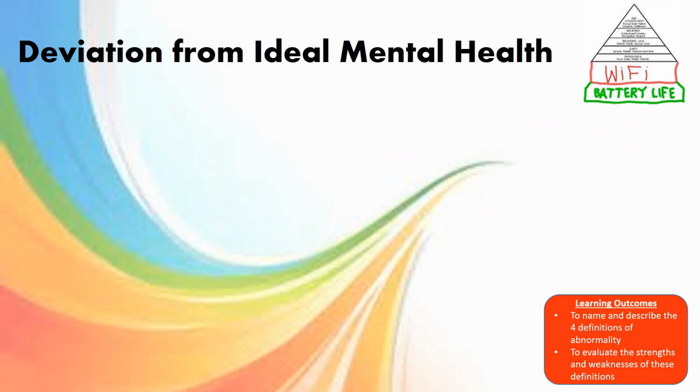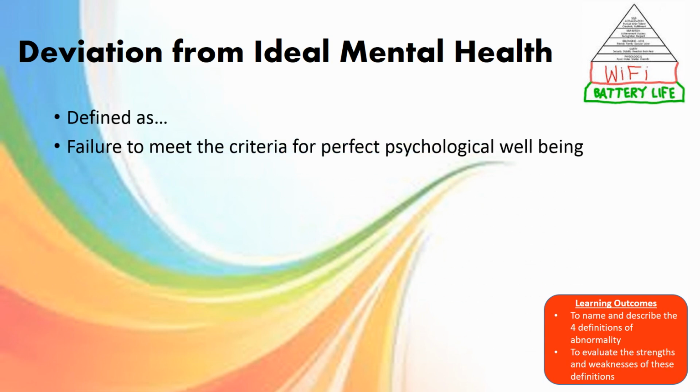So moving on to our third definition now, we're looking at deviation from ideal mental health. It is defined as the failure to meet the criteria for perfect psychological well-being. You can probably see some of the problems with this already. Perfect psychological well-being would be not criticising yourself, like showing yourself unconditional love. Not everybody is able to do that, so therefore they would meet the deviation from ideal mental health definition of abnormality.